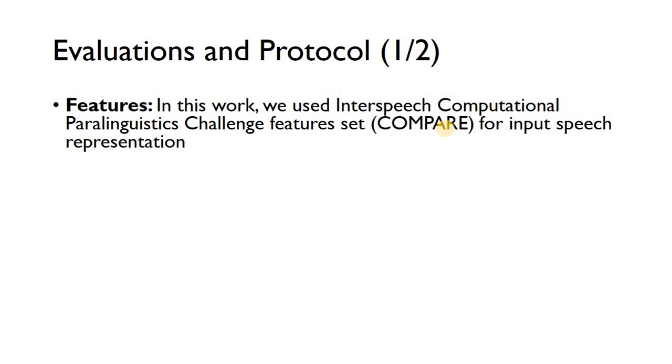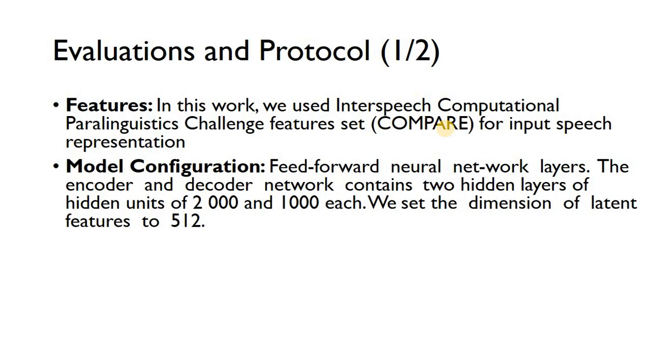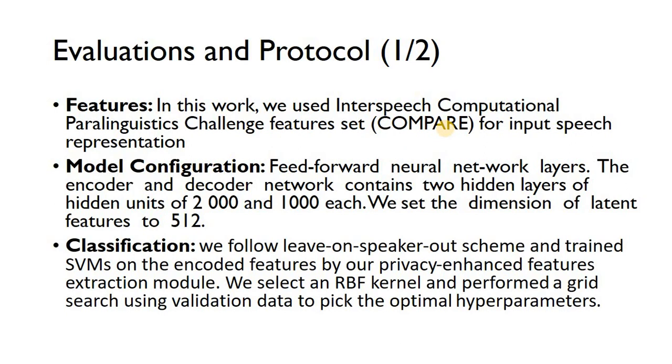Evaluation and protocols. For the input feature to the model, we use the ComParE feature for input representations, and for the deep learning model, we use a feed forward neural network that consists of encoder and decoder with 2 hidden layers of hidden units, 2000 and 1000 each, and we set the dimension of latent features, that is the compressed features, to 512. For classification, we follow the leave one speaker out scheme and train the support vector machine on the privacy enhanced feature to classify the emotion. We select the radial basis function kernel and perform the grid search using the validation data to pick the optimal parameters of the support vector machines.